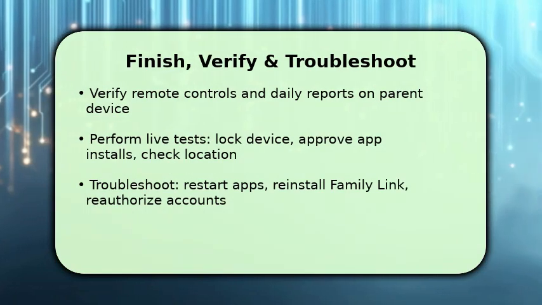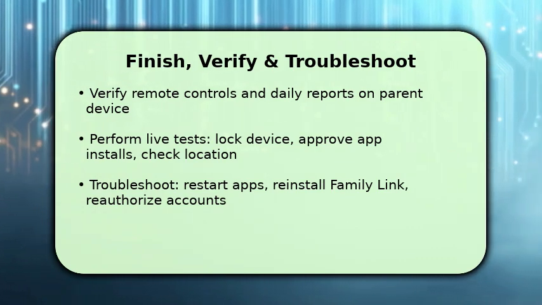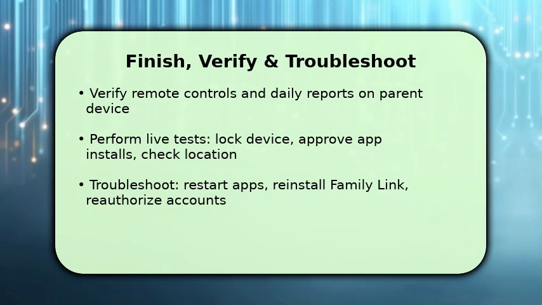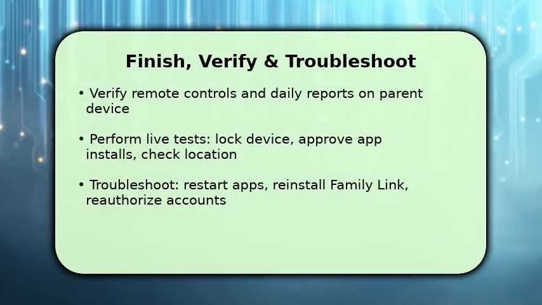View activity reports, adjust limits, and test remote locks and app approvals. You should run live tests, request an app install, trigger a bedtime lock, and check the child's location, so you see each function work end to end.